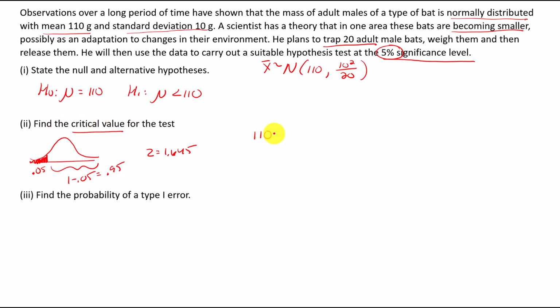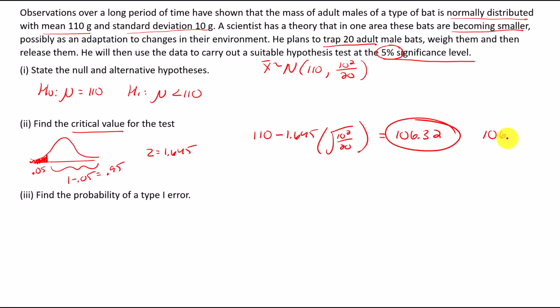So we're going to do 110 minus 1.645, and that's really why we can use the positive, because we're subtracting anyway, so we're going to the left, times the square root of 10 squared over 20. When you do this, you get 106.32. That is my critical value, and we should state that to 3 significant figures if that's our final answer, but my critical value is 106, okay?